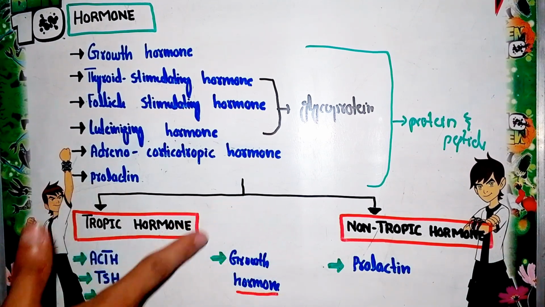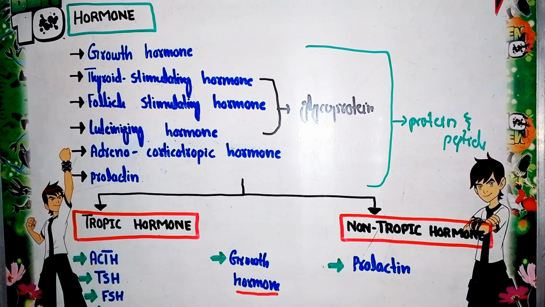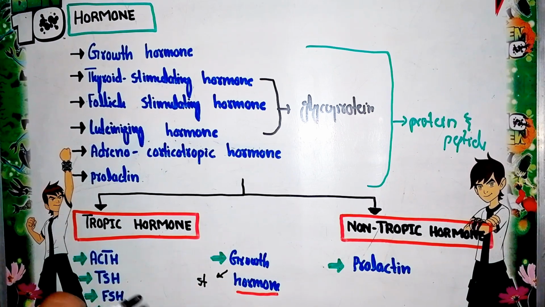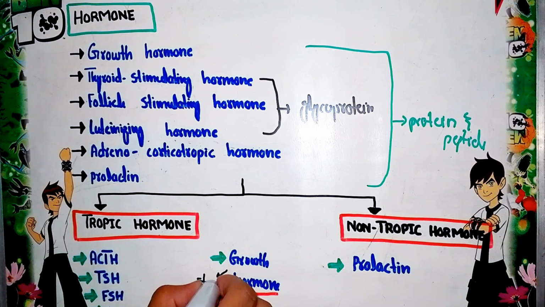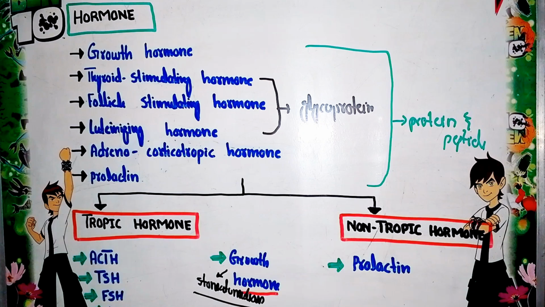When growth hormone is secreted from the anterior lobe of the pituitary gland, it acts on the liver. When it acts on the liver, the liver secretes a hormone that we call somatomedin. When this hormone is secreted from the liver, it stimulates the growth of the muscle, body, and other parts. So that's why growth hormone is placed under the category of trophic hormones.